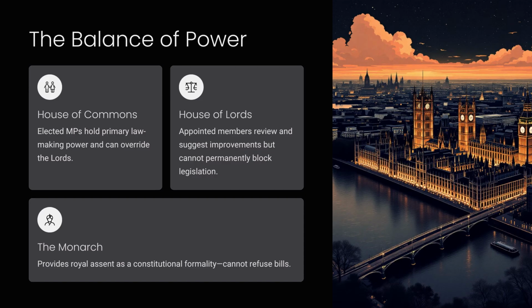The balance of power. House of Commons. Elected MPs hold primary law-making power and can override the Lords. House of Lords. Appointed members review and suggest improvements, but cannot permanently block legislation. The Monarch. Provides royal assent as a constitutional formality, cannot refuse bills.